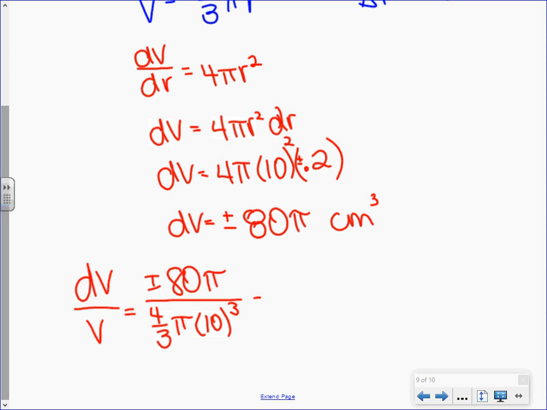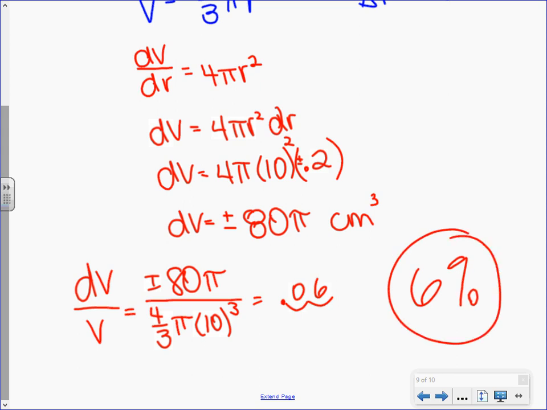How many zeros are we talking about here? How many zeros are going to be down here? 3 zeros. But only 1 here. So we're going to have 2 decimal places. And what is 8 divided by 4/3? 6. So we are going to have an error of 6%.